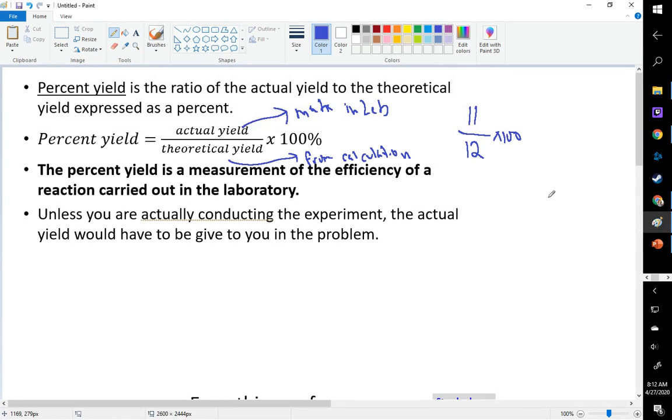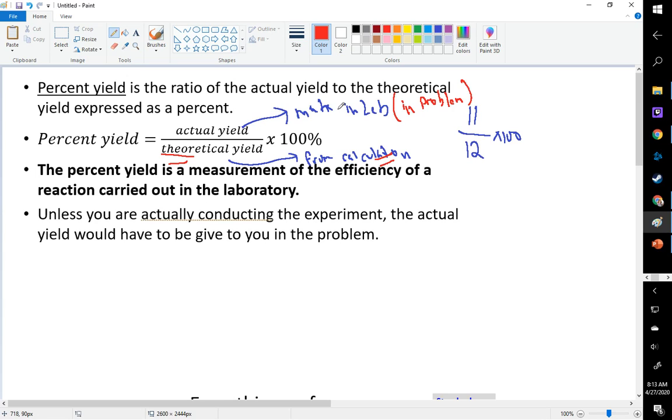Since we're not physically doing experiments in the lab, the number on the top is going to be given to you in the problem. It's going to tell you what the student or what the scientist made in the lab. So this is always going to be in the problem. And you're going to always have to do the calculation for theoretical yield. So this is something you're going to have to calculate.